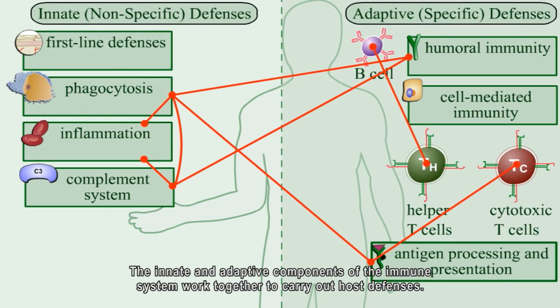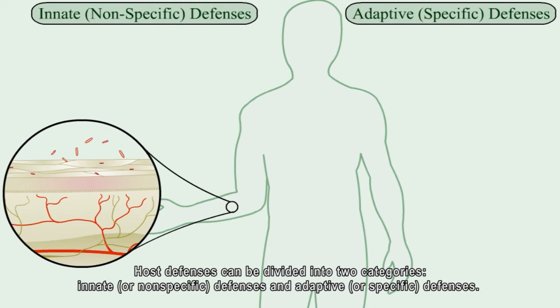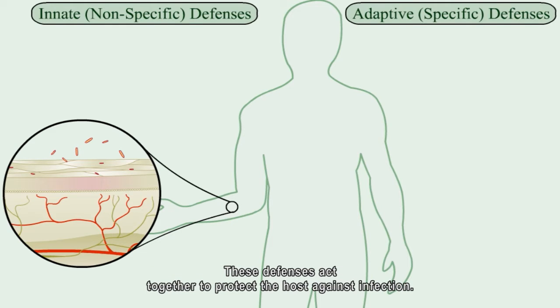The innate and adaptive components of the immune system work together to carry out host defenses. Host defenses can be divided into two categories, innate or non-specific defenses and adaptive or specific defenses. These defenses act together to protect the host against infection.